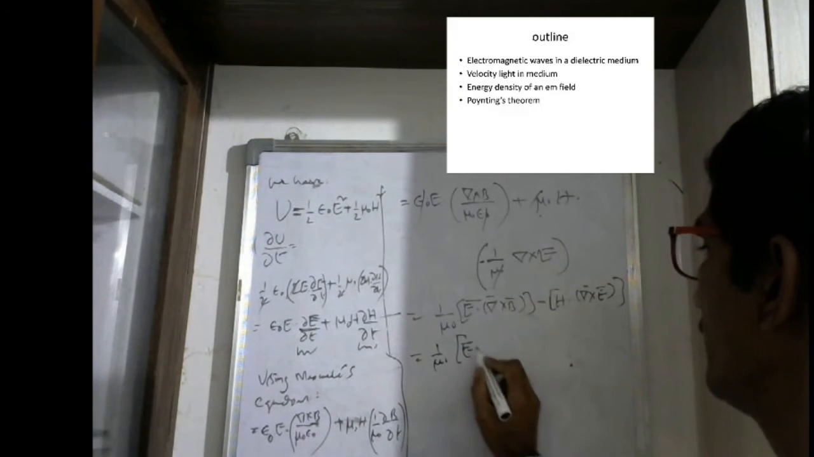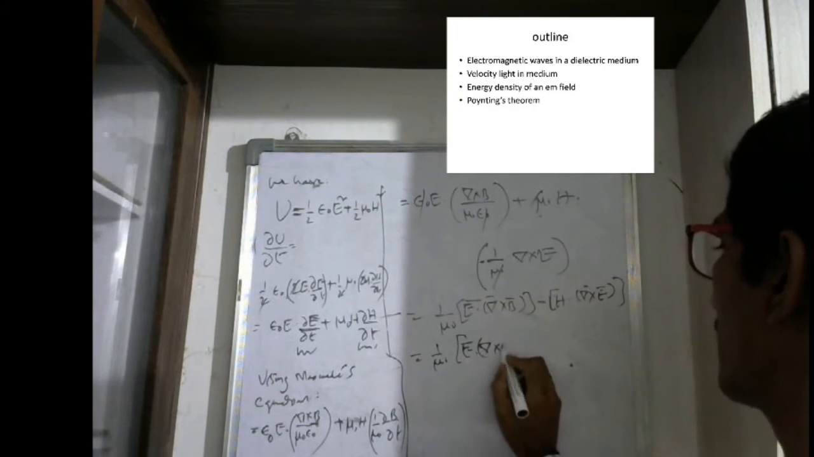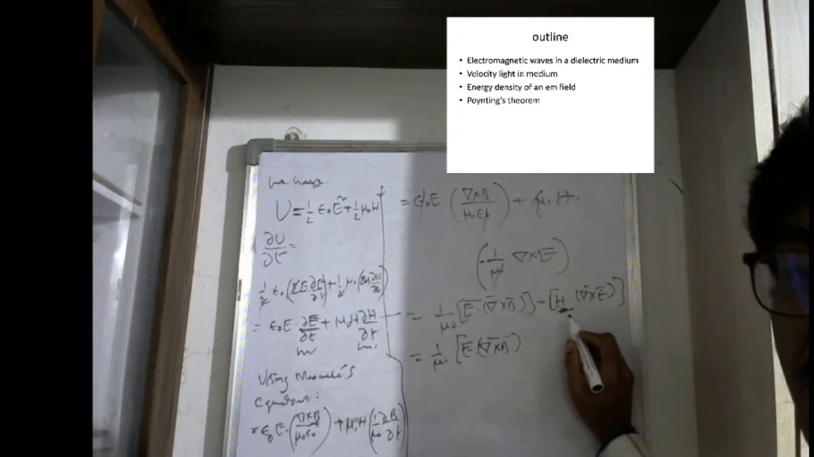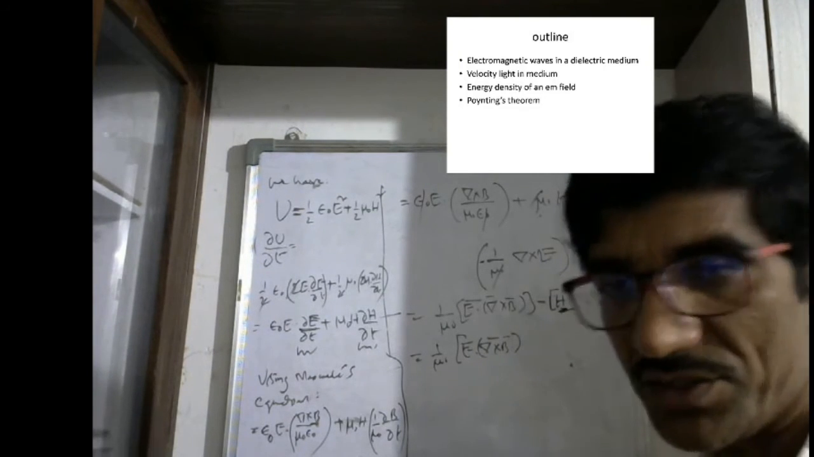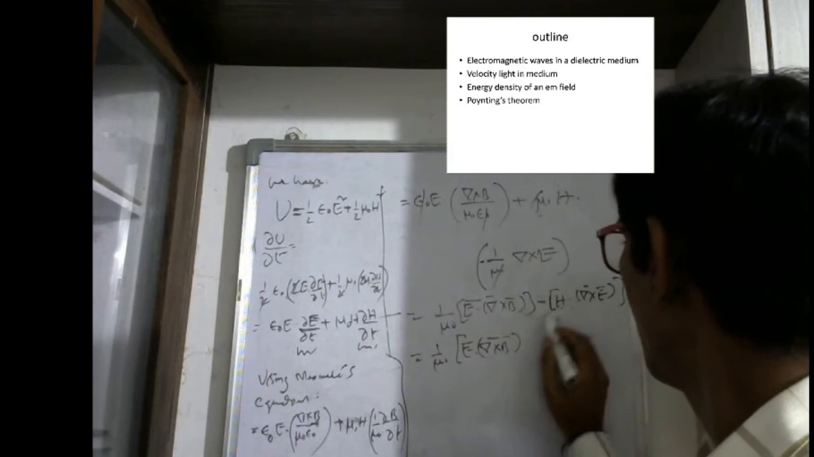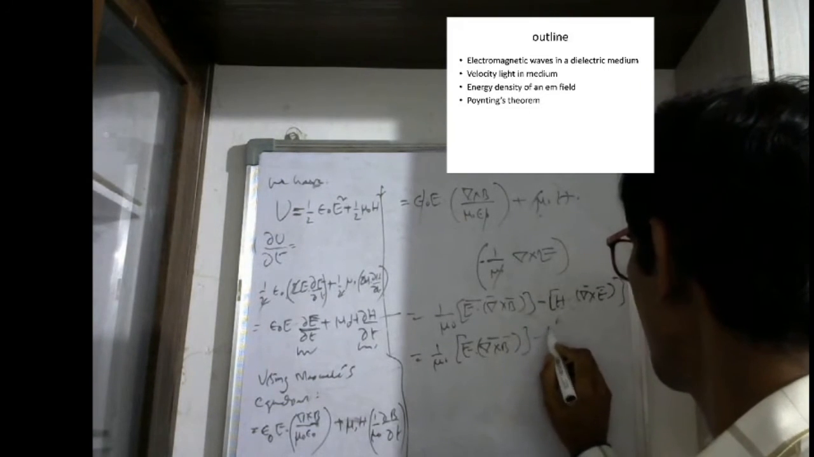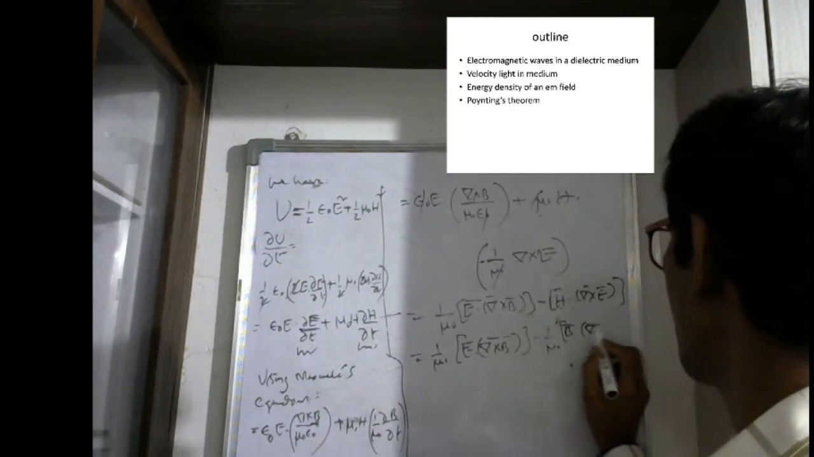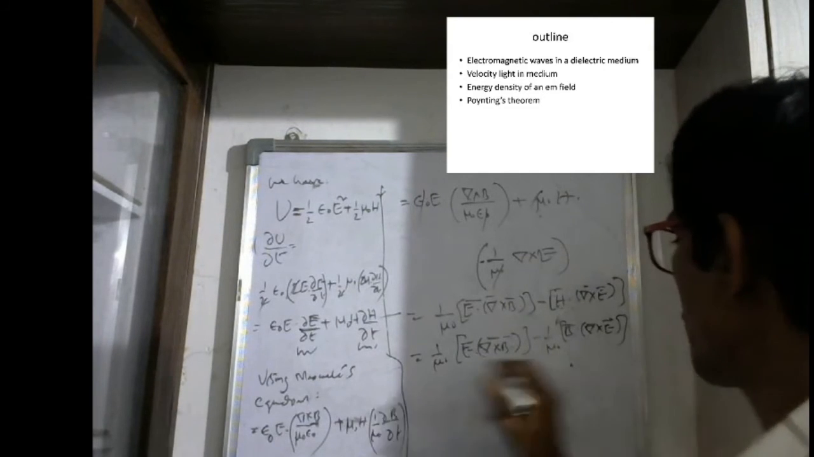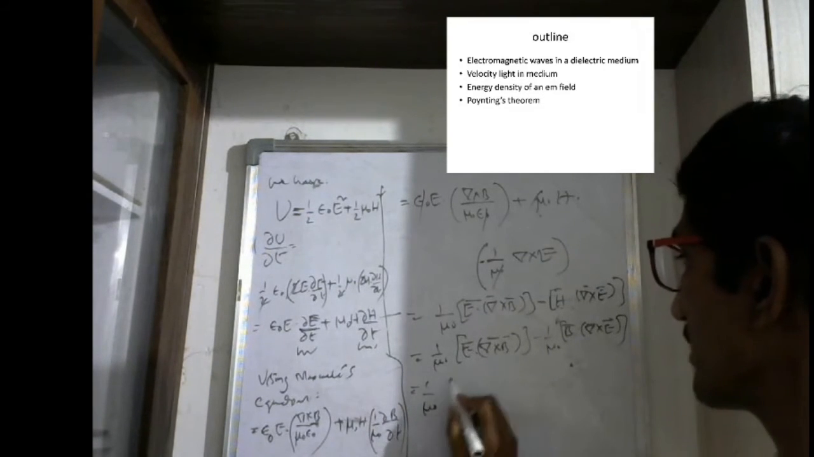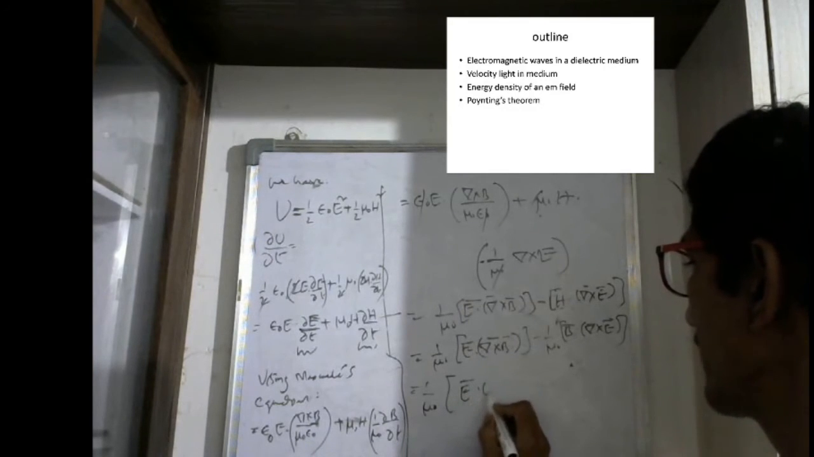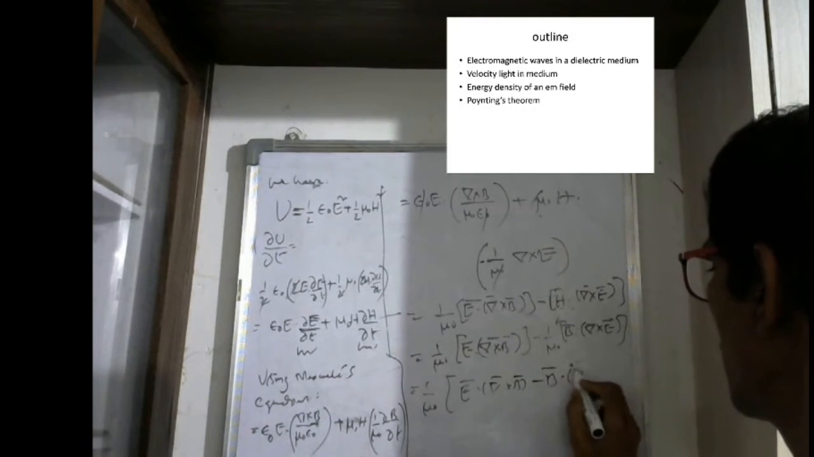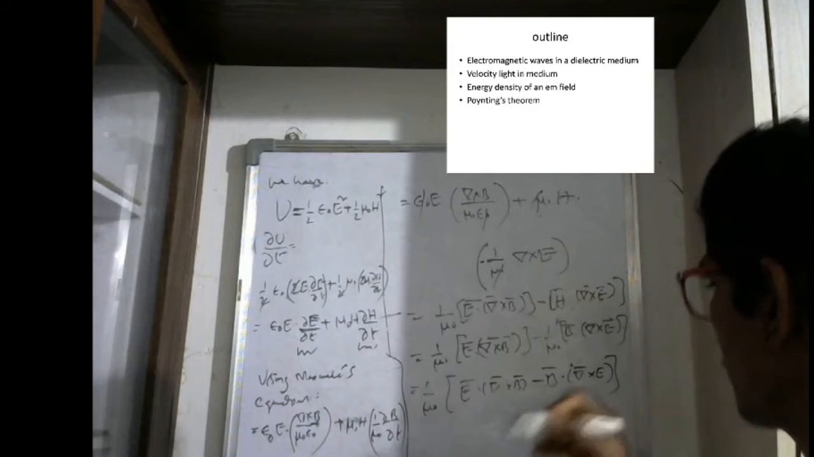Then you have E dot del cross B minus, what is this H? H is equal to B by mu naught. So you write this as 1 by mu naught outside. Now this is B, B dot del cross E. So now you have 1 by mu naught common. Inside the brackets you have E dot del cross B minus B dot del cross E.